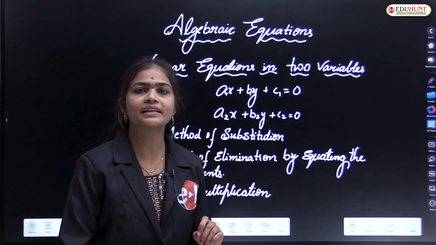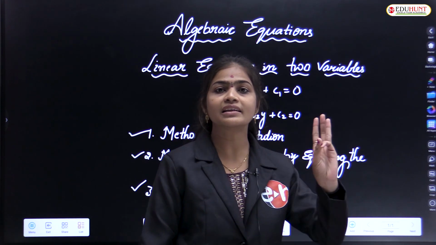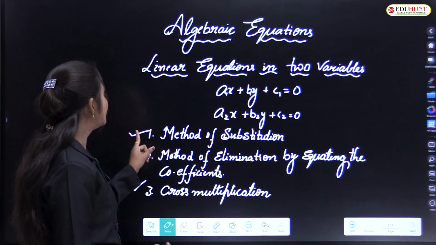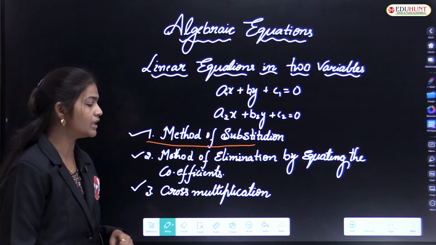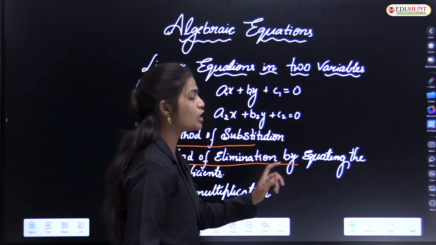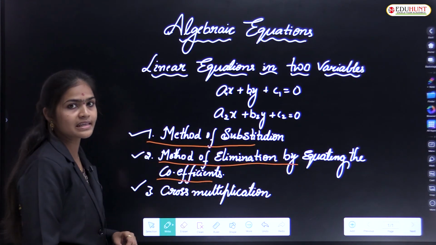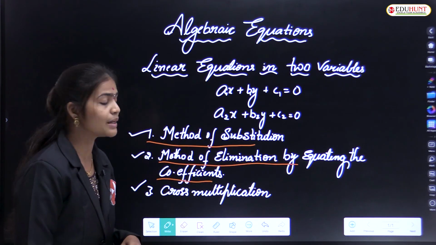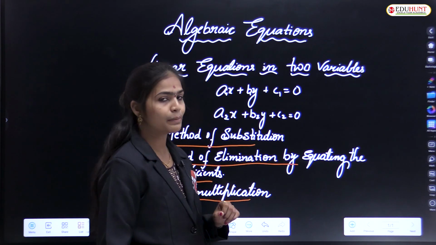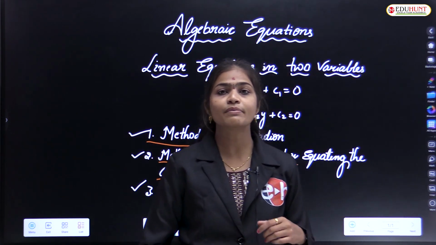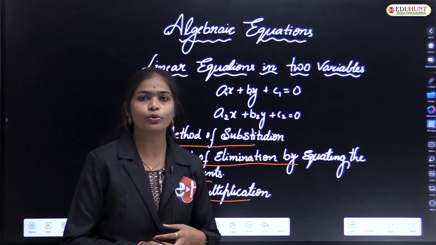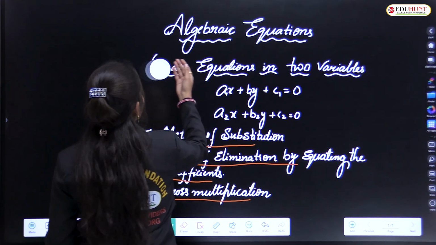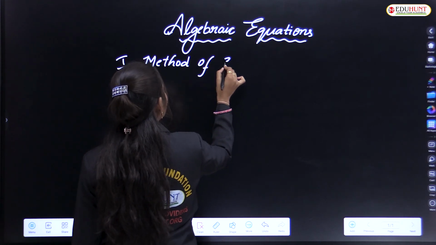So to simplify a linear equation in two variables, we have three methods. How many methods are there? Three methods. What are those methods? The first one is the method of substitution, the second one is the method of elimination by equating the coefficients, and the next one is cross multiplication. By using these three methods, we can simplify linear equations in two variables. Let us see the first method, the method of substitution.